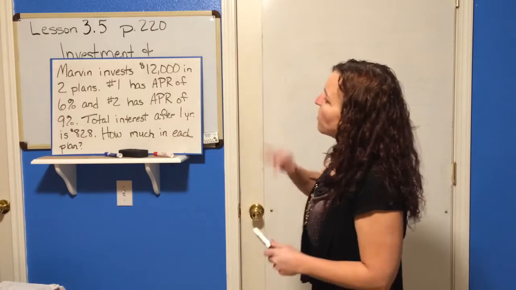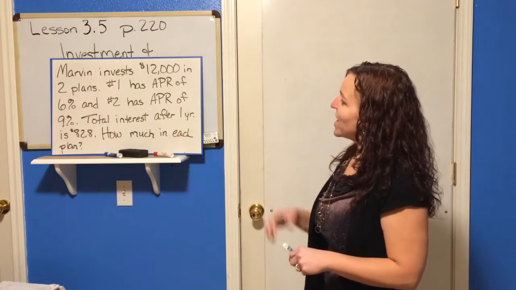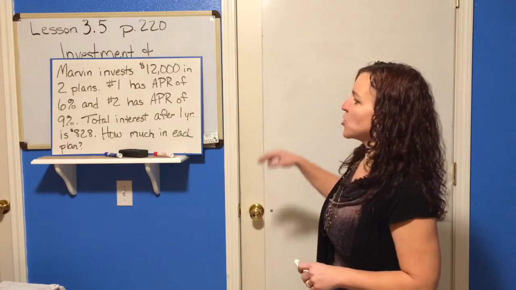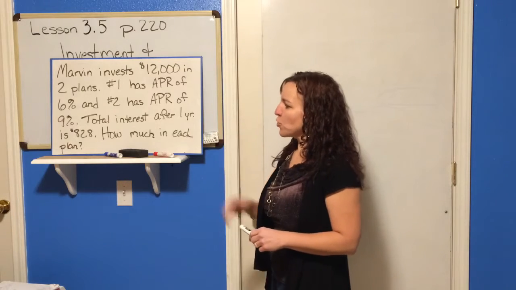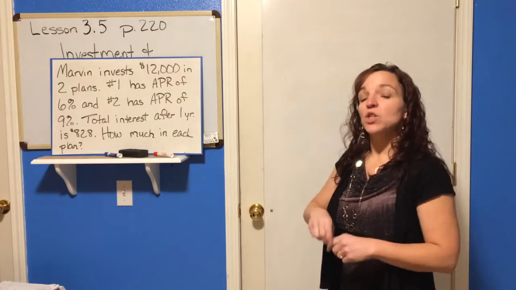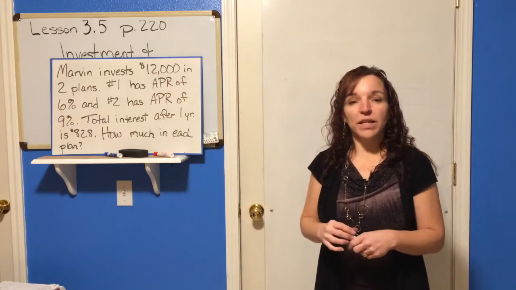Marvin invests $12,000 in 2 different plans. Plan number 1 has an annual percentage rate of 6%, and plan number 2 has an annual percentage rate of 9%. The total interest after 1 year is $828. We want to know how much he put into each plan. Together he put in the $12,000. How much is in plan 1 and how much is in plan 2?